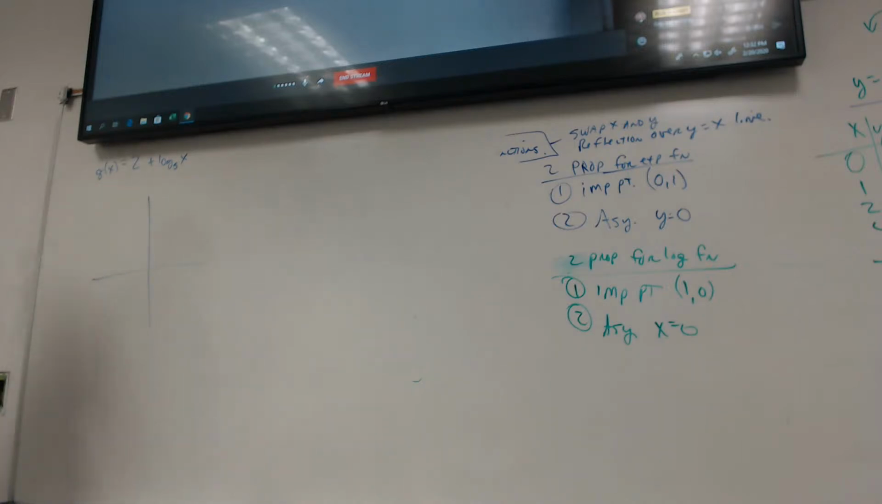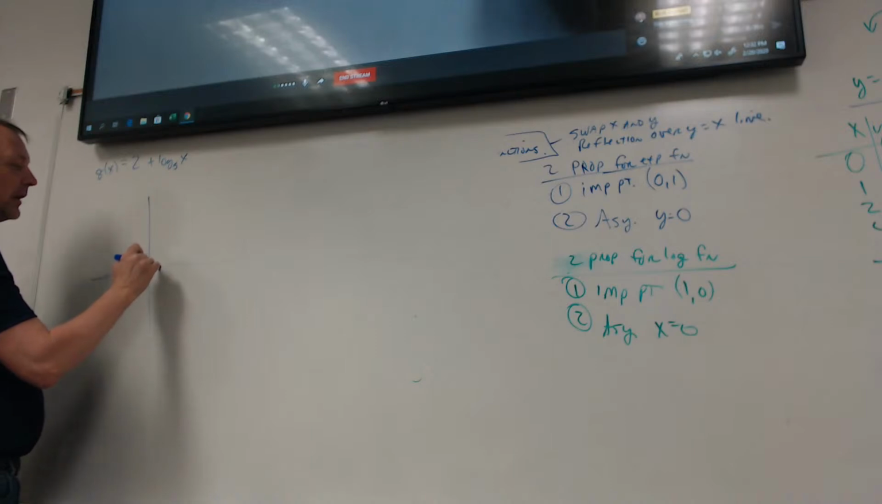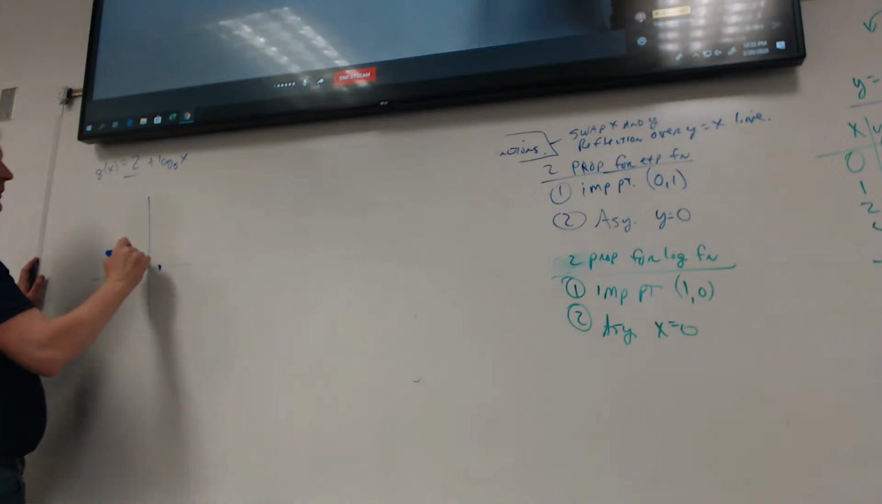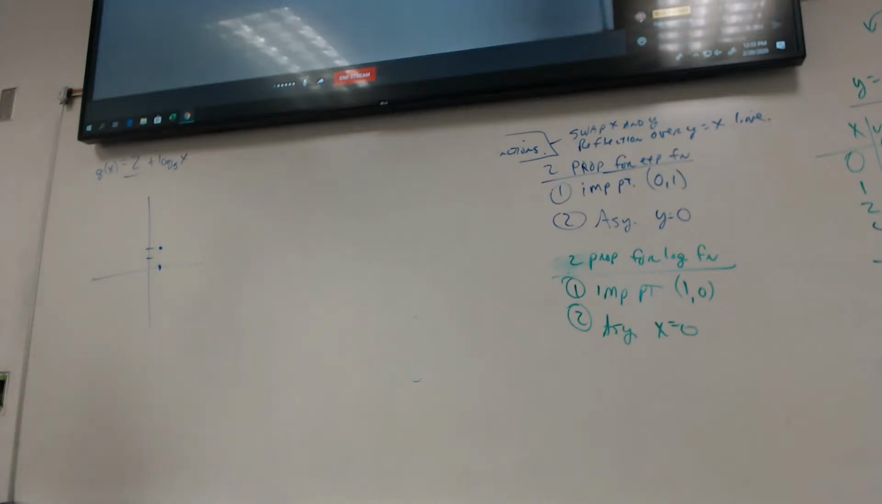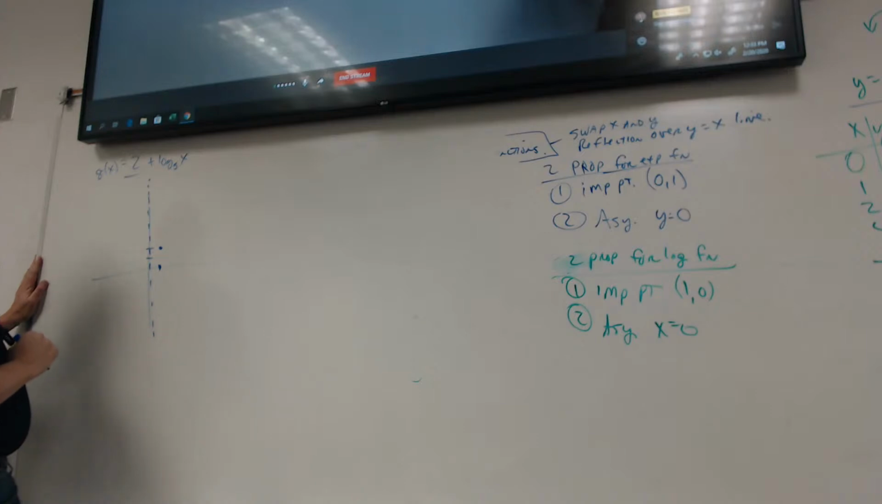So where do we start normally? We start at 1, 0. But this one, we're going to start here. What does this 2 do to me? It shifts it upward. Upward 2. What's that going to do to your asymptote? It's also going to shift it up too, but when it's a vertical asymptote, you don't notice anything, right? So we've got our asymptote here, and we've got our important point here.